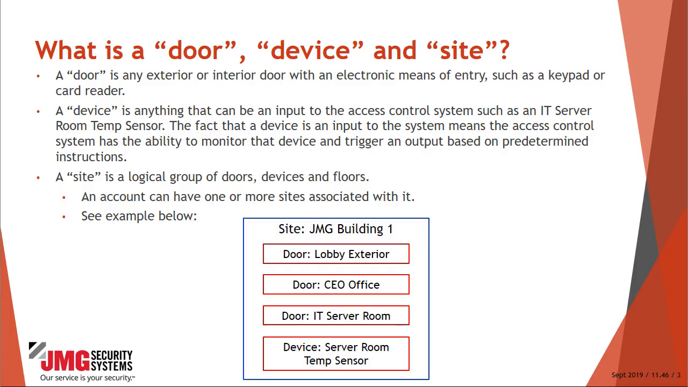The fact that a device is an input to the system means the access control system has the ability to monitor that device and trigger an output based on predetermined instructions. A site is a logical group of doors, devices, and floors. An account can have one or more sites associated with it. Let's look at the example below.